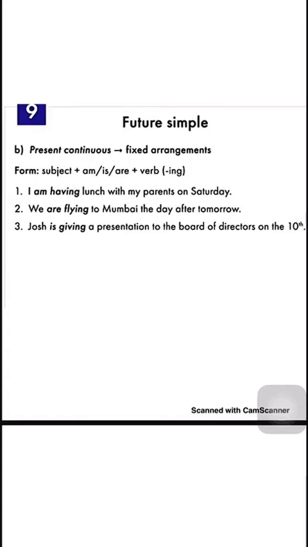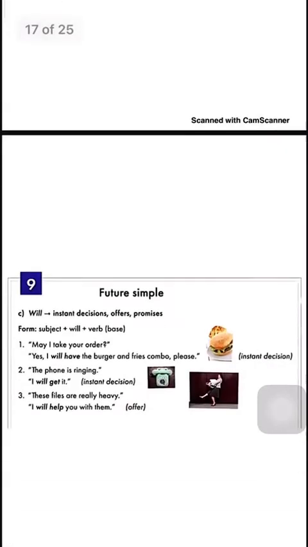Josh is giving a presentation to a board of directors on the 10th. On the 10th means on the 10th of this month. This is also a fixed arrangement. So you might be asking, what's the difference really between going to and the present continuous? Well, here is a situation to help you understand.